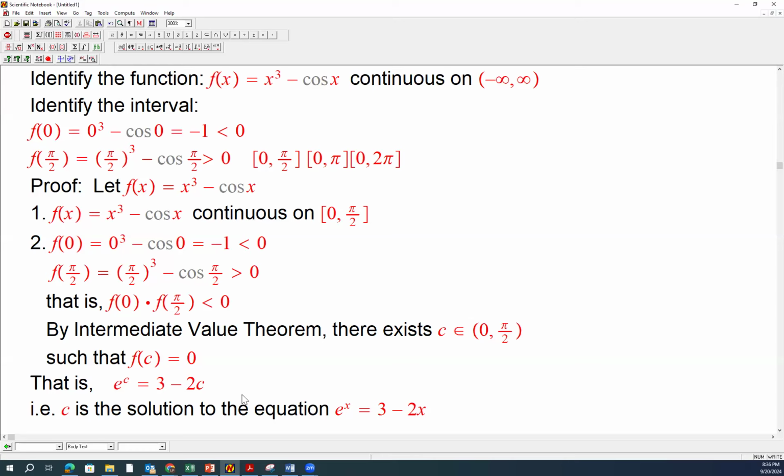So let's first do 0. What is f of c? This piece. And what is f of c? We're going to replace it by c.